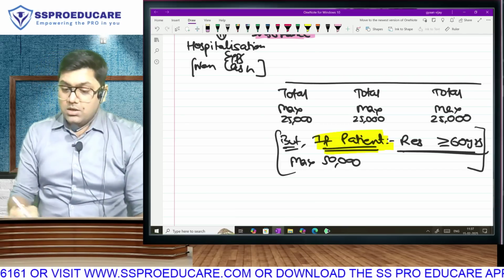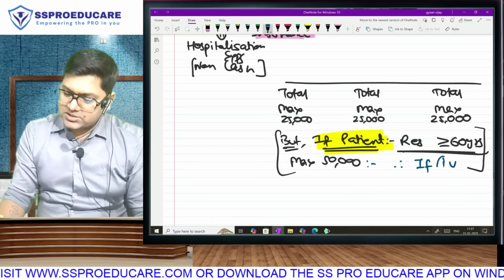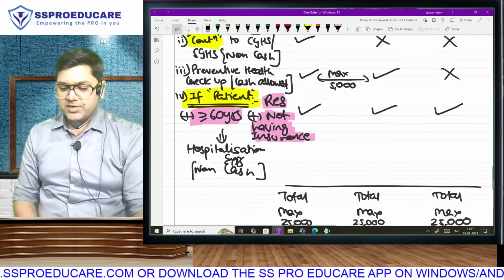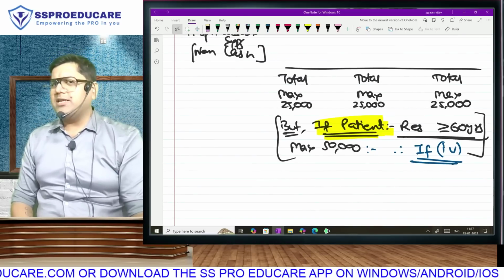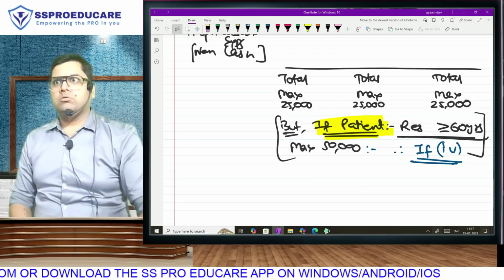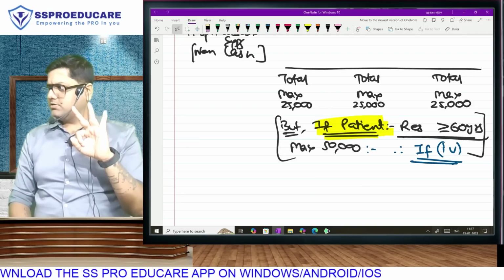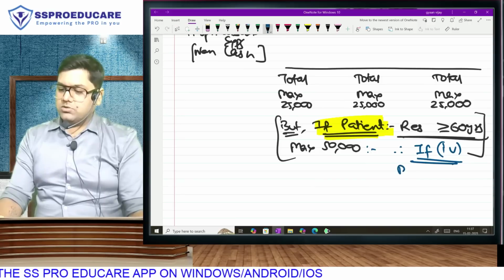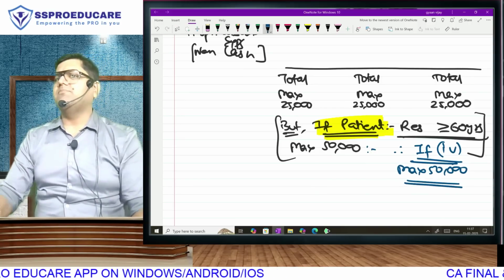me telling you, that in case I have the deduction of point number 4, that is the hospital bill. Hospital bill was point number 4, no? I am eligible for point number 4. By the way, to be eligible for point number 4, what are the three conditions that the patient has to fulfill? Resident senior citizen not having insurance. If I am eligible for 4, I am sure that in that case my maximum will be 50 only.